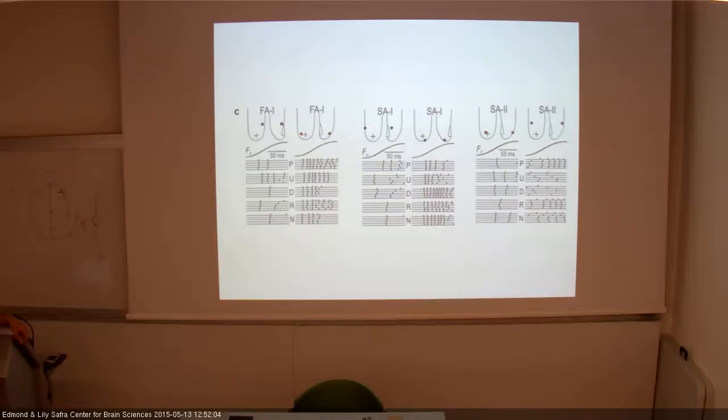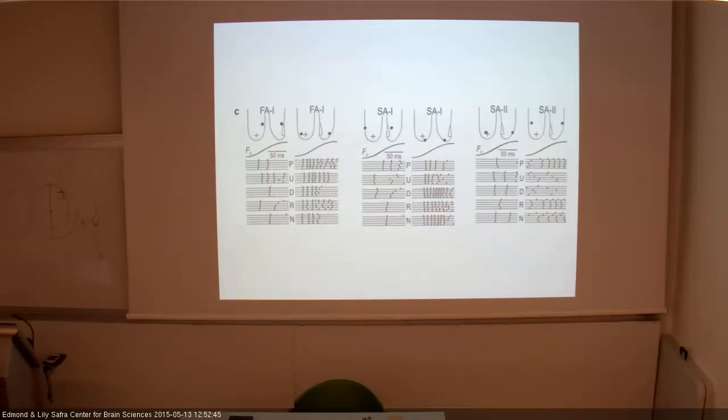And you see another example here where the receptive field is much closer to the place where the probe is pressing. And what you see here are five different repetitions of the stimulus, for the different directions. And what you see is that when the force starts to apply, at about 75 milliseconds or so, you start to get spikes.